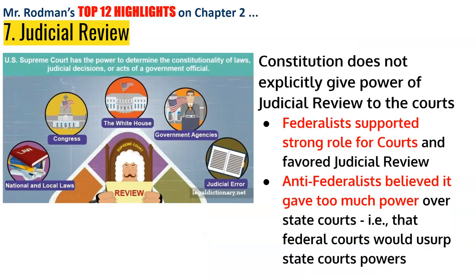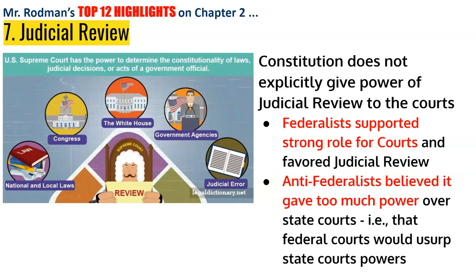Judicial review, highlight number 7. This idea of determining whether something is constitutional or particularly unconstitutional. Now, keep in mind the judicial branch doesn't look at every law and every act and every order and every nomination in terms of interpreting the idea of constitutionality.